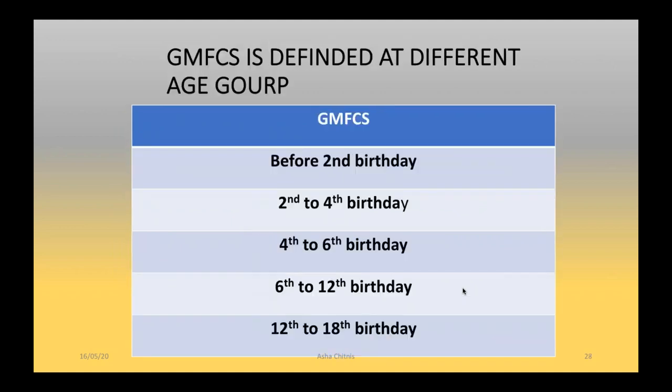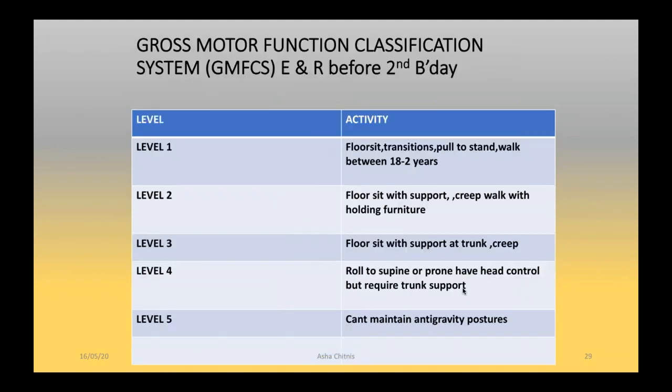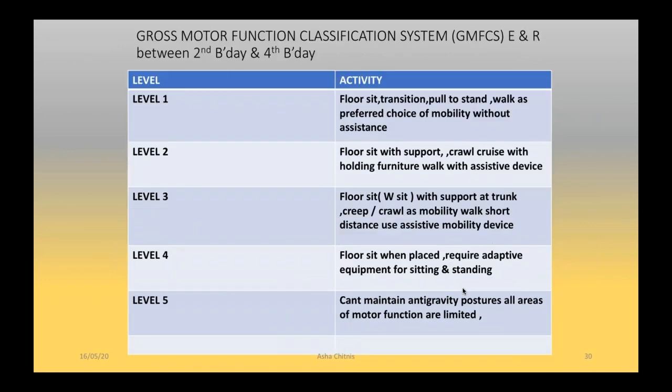A very important point to note: if you do early intervention and you're looking at kids between 0 and 2 years, please do not categorize them. You start categorizing or classifying them between their 2nd and 4th birthday, 4th to 6th birthday, 6th to 12th birthday, and 12th to 18th birthday. This whole PDF that I've given you has everything. What I just want to bring out in one of the slides is to look at the different levels.